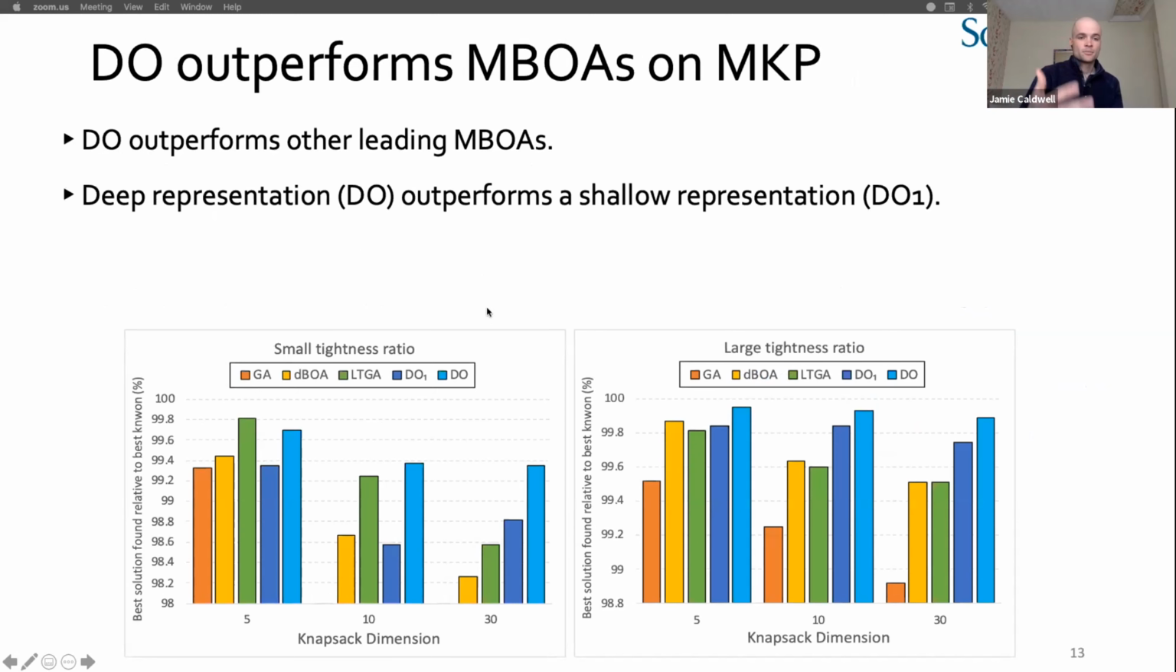Further, we did an experiment where we limit the autoencoder model to a single hidden layer to investigate the difference between a shallow and a deep representation. And again, we find that deep optimization is capable of finding superior solutions when it's allowed to use a deep representation, suggesting that the problem structure that deep optimization is able to extract is actually deep, as well as outperforming the other state-of-the-art methods.